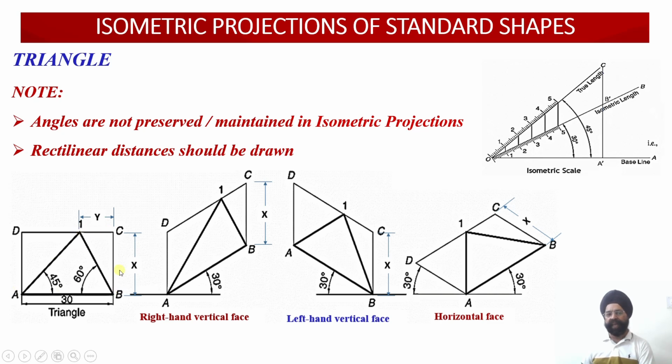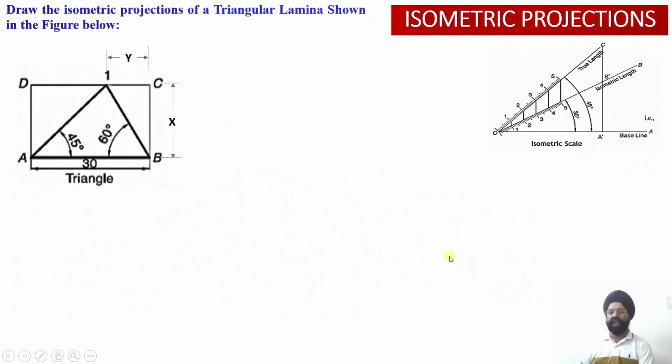The moment I mark these three edges, the three points 1, A and B will be located onto this rectangular figure which I draw in the isometric projection. Once I locate these three points 1, A and B, I will join 1, A and B, which gives the construction of the triangle in the isometric projection. Once again, in the horizontal face, left hand vertical face and right hand vertical face, all three triangles have to be drawn. So let us start working upon that.